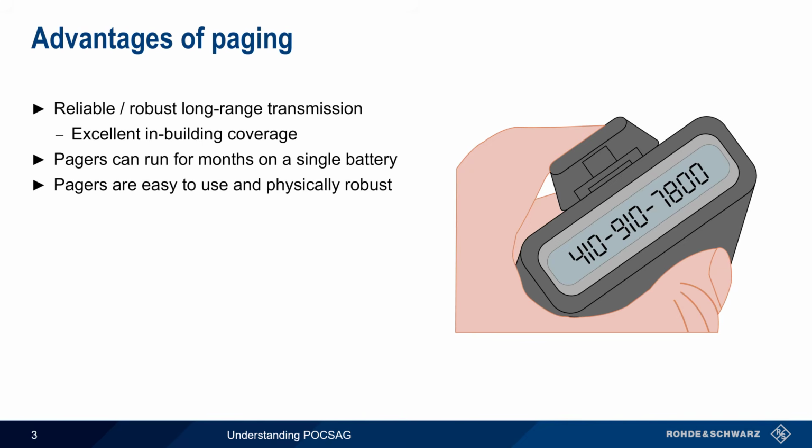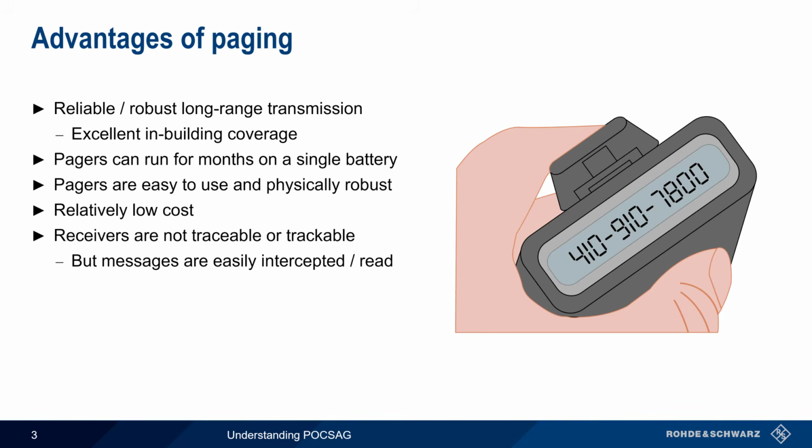Most commercial pagers are also relatively easy to use. Simply press a button or two to silence a page or read a message. Pagers tend to be physically robust as well. Furthermore, pagers are much less expensive than most other communications devices. Since paging is generally a one-way system, receivers cannot be tracked or traced the way cellular devices can. But it's important to note that paging messages are not normally encrypted and can be easily intercepted and read.